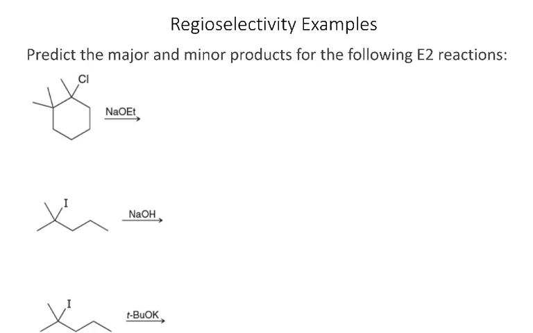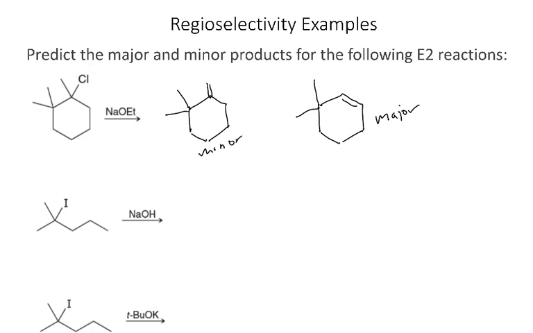And so my two products are there, or I can get the double bond here. And now deciding which one is the major or minor product. We don't have a bulky base, and so we're going to prefer the more substituted alkene. And so this should be our major product. Well, this one should be the minor product.